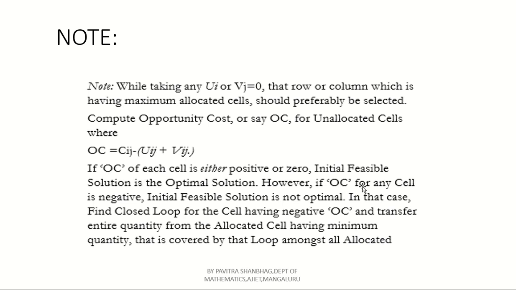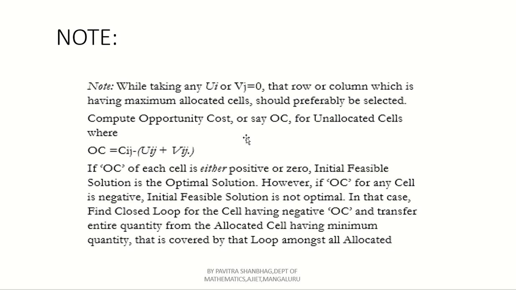However, if the OC for any cell is negative, then the initial feasible solution is not optimal. Okay. Now, if the computed OC is negative, then we can say that it is not optimal. In that case, find a closed loop for the cell having negative OC and transfer the entire quantity from the allocated cell having the minimum quantity that is covered by that loop amongst all allocated cells.